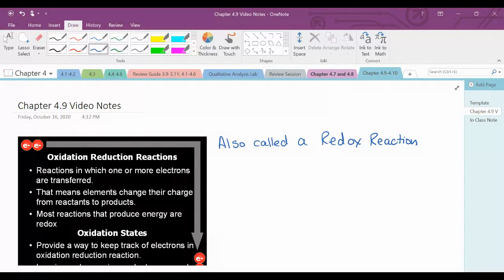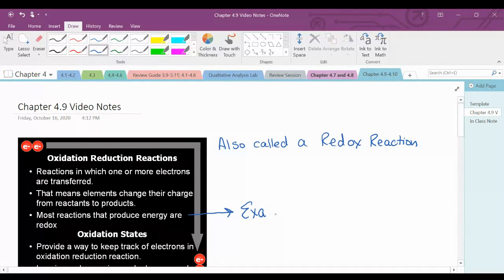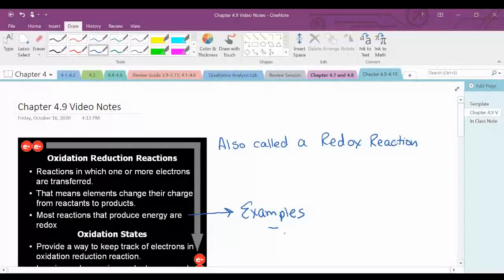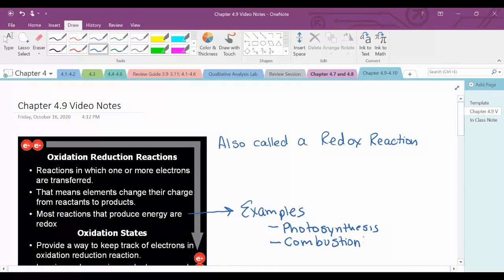And so these reactions are reactions in which one or more electrons are transferred. This means that elements change their charge from reactants to products. Most reactants that produce energy are redox reactions. And so some examples of this would include photosynthesis, combustion reactions, both examples of redox reactions.